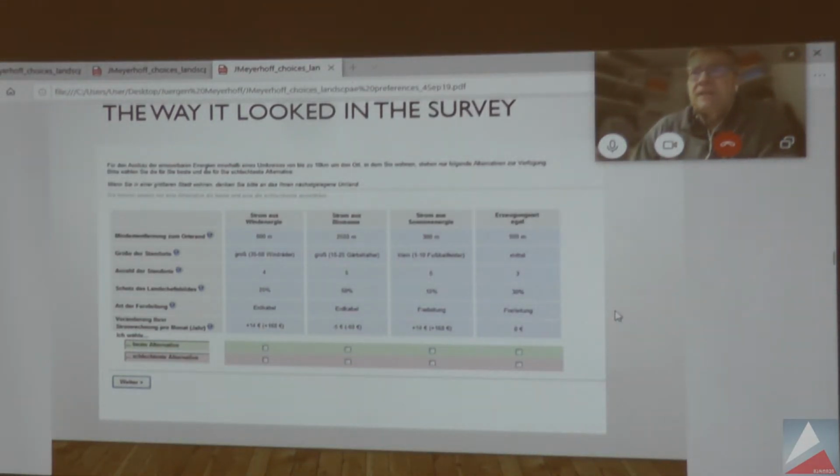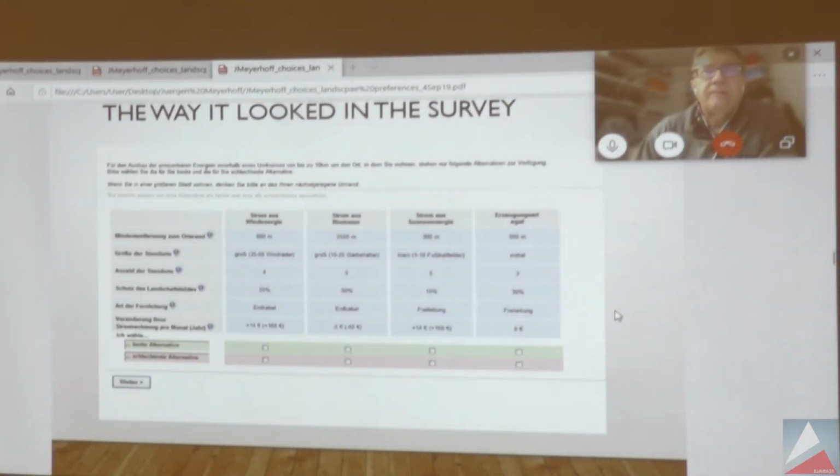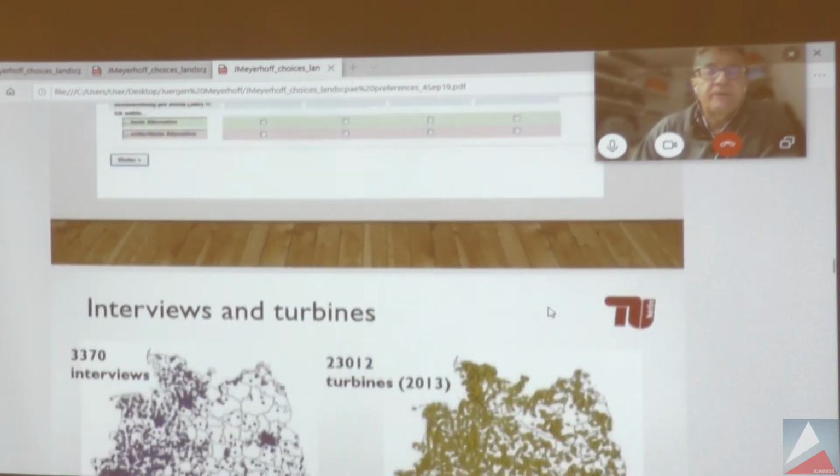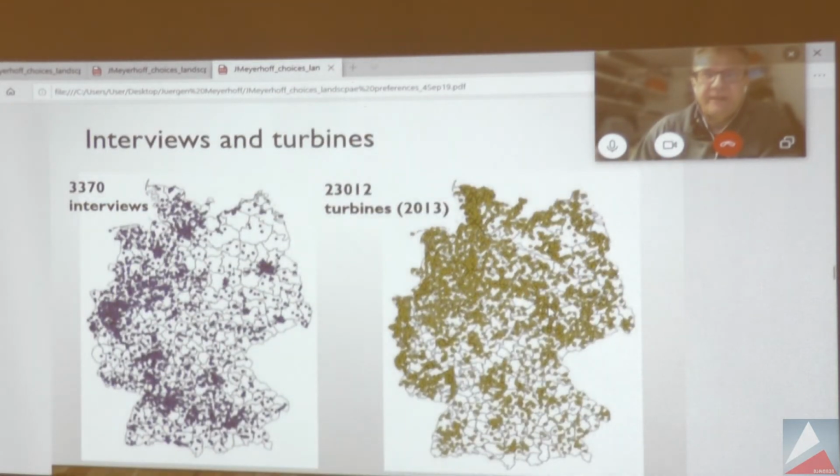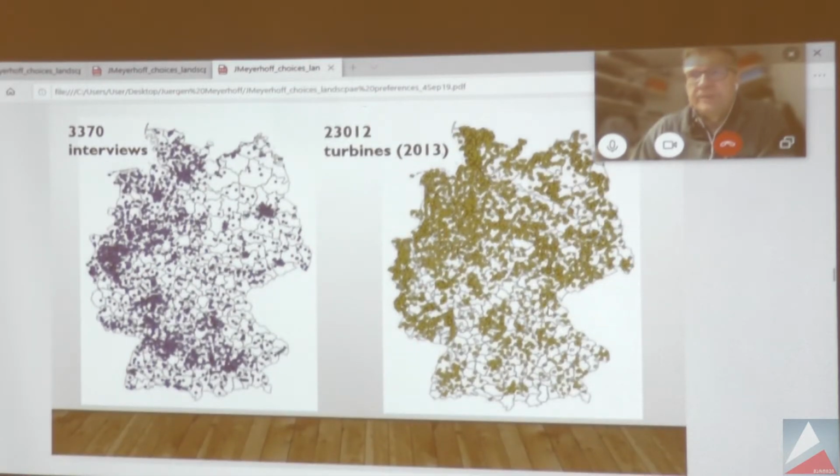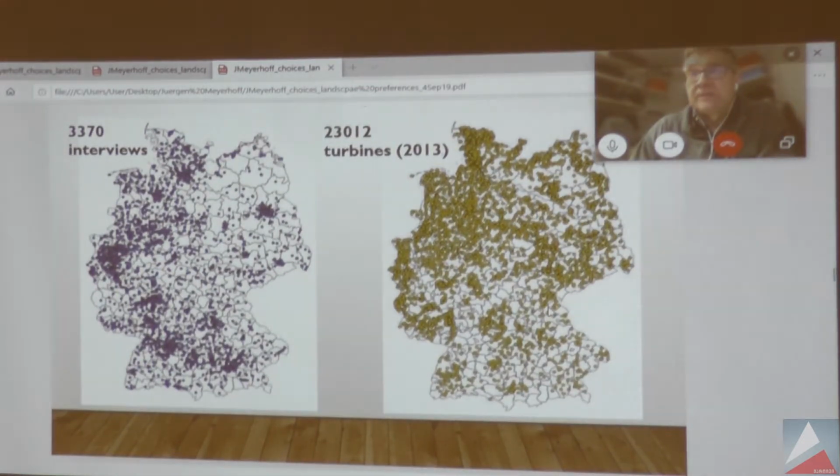And then on the next slide, you should see 2 maps of Germany. On the left side, we have the people that responded and, using a map, indicated their place of residence. And on the right side, you can see the number of turbines that were present at that time in Germany. So it's around 23,000 turbines overall in Germany. And one of the objectives was also to analyze whether turbines in the surroundings have an impact on their choices.